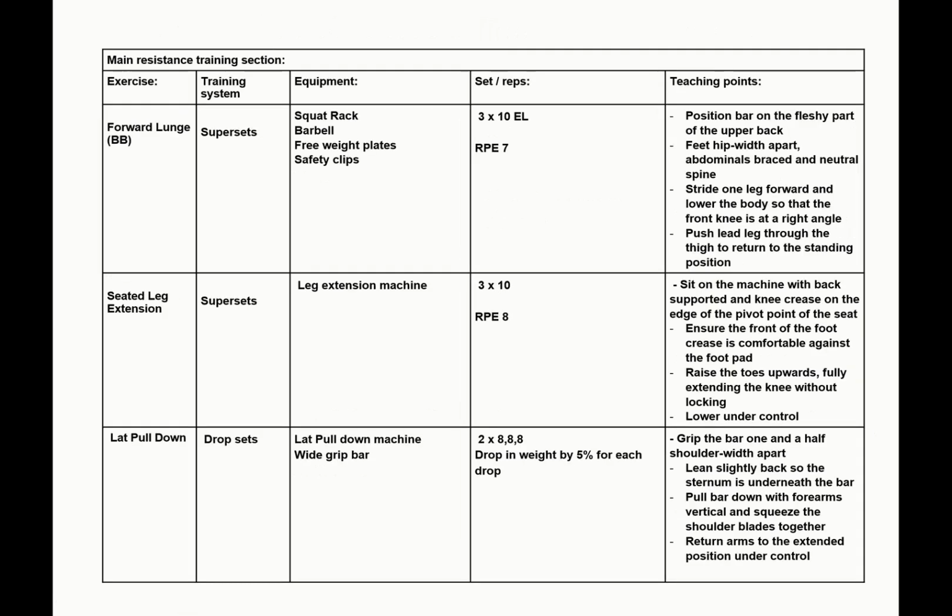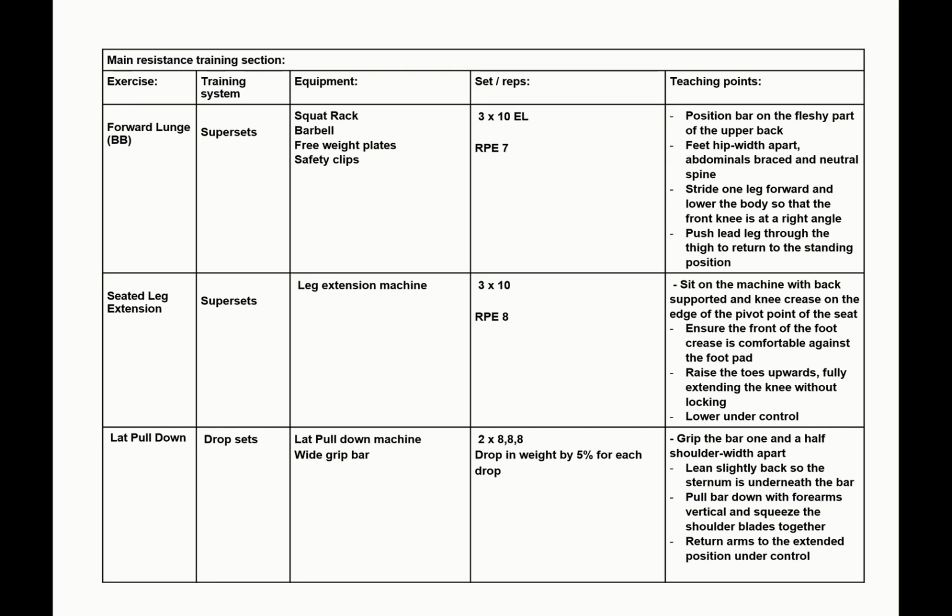Continuing with the main resistance training section for program card 1, you can see that we've now included the 2 remaining training systems. So the first one that we've gone for is a superset. Now there are many ways in which to do a superset, but the basic definition of a superset is that we include an exercise and then go straight into another exercise once we've completed that particular set.